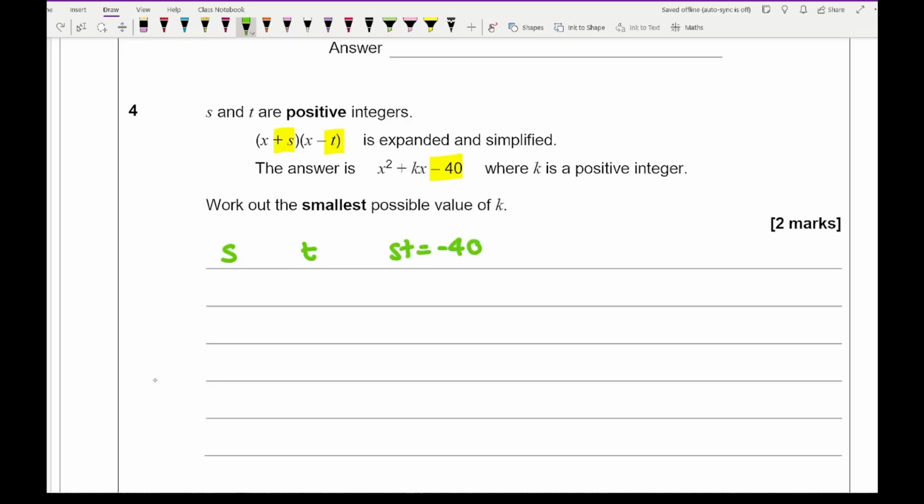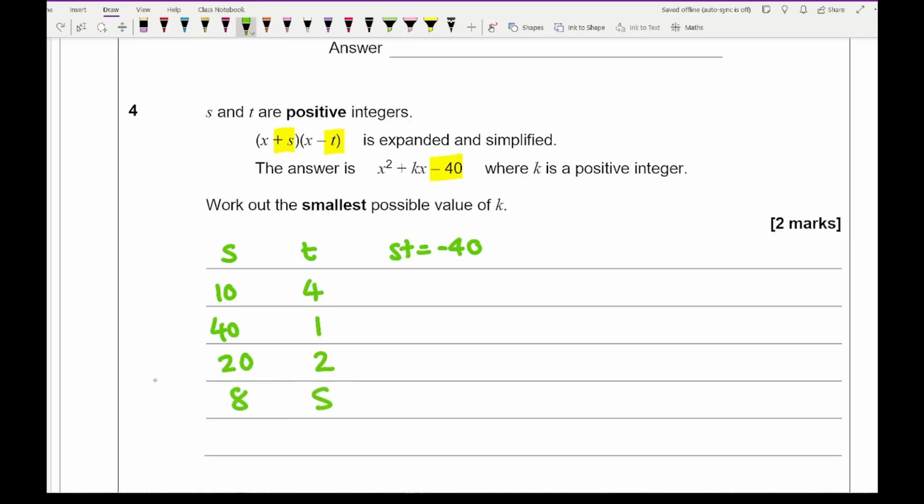So if I then think of all the numbers that multiply to give me 40, I've got 10 and 4, I've got 40 and 1, I've got 2 and 20, and I've got 8 and 5.